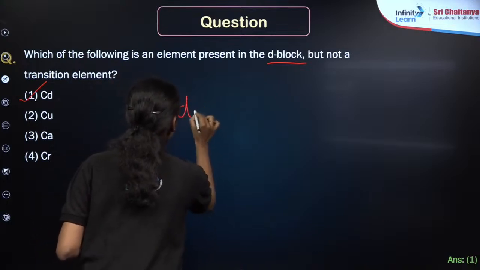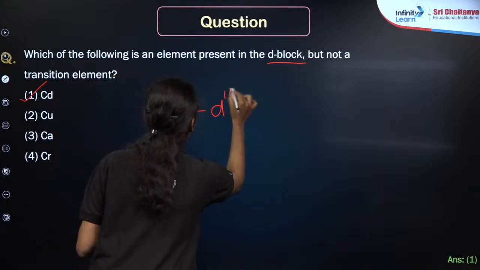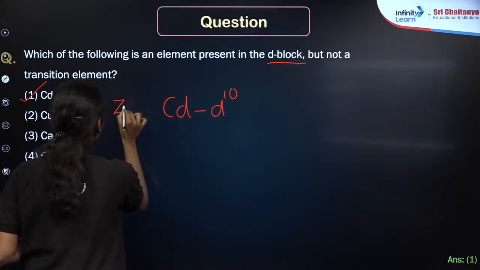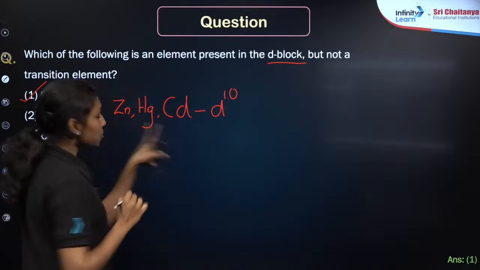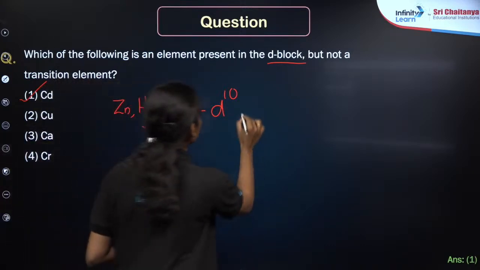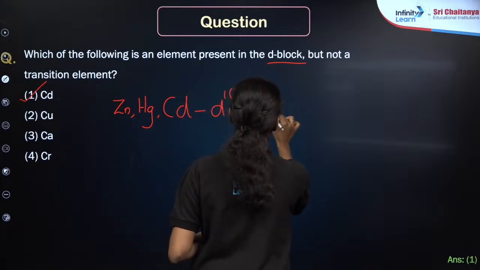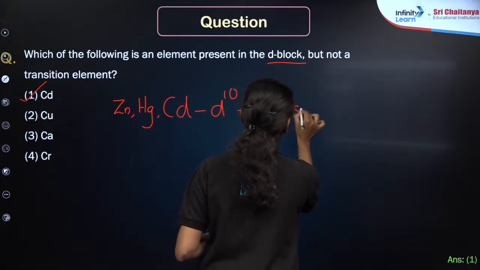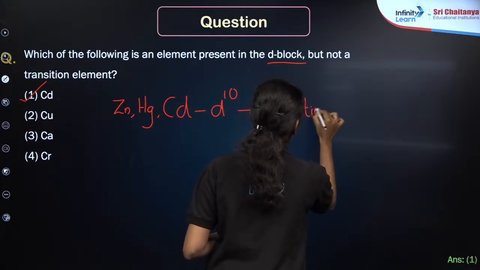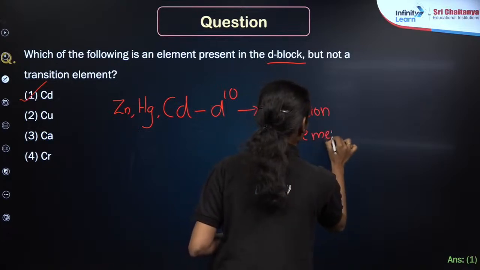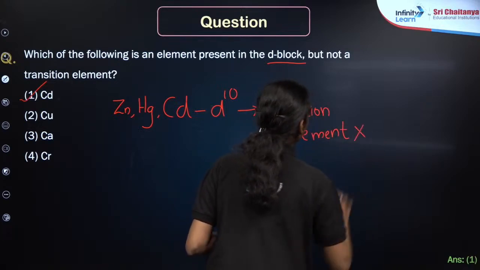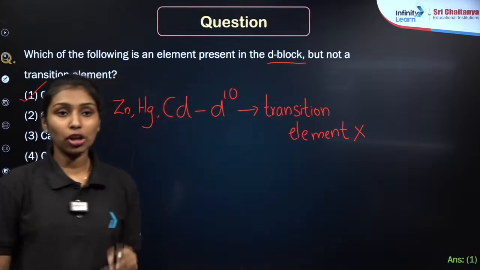Because of the complete d10 electronic configuration, all the elements like zinc, cadmium and mercury belong to D block but are not considered as transition elements. This is not a transition element because of this completely filled electronic configuration, right?